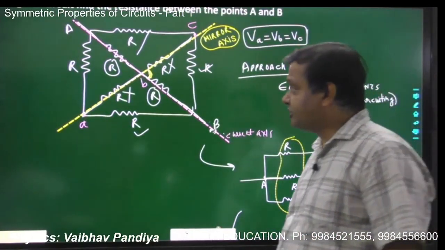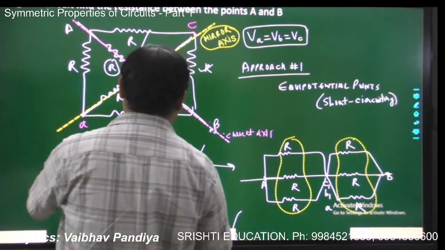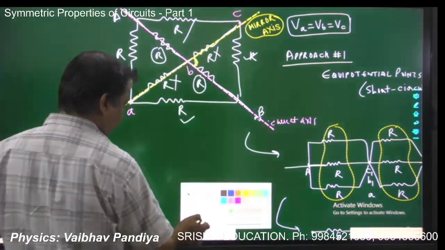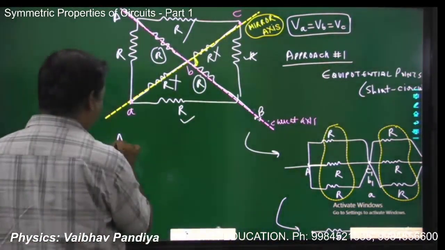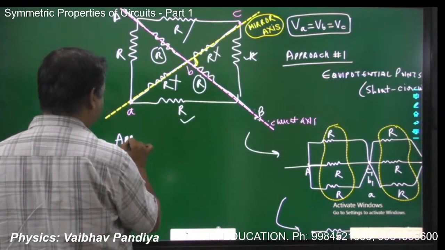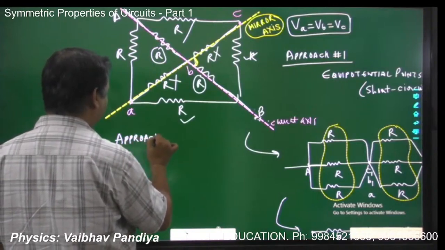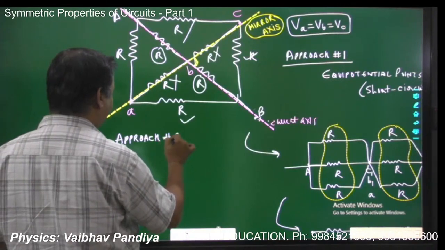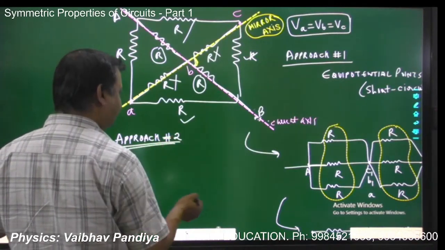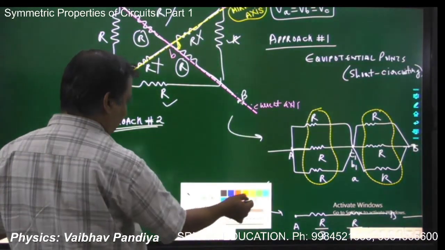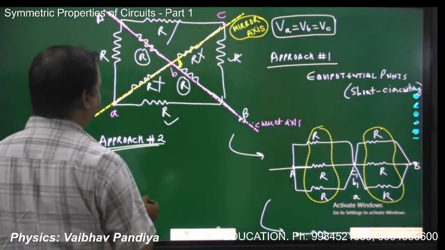The second approach is you can eliminate the middle resistor between the equivalent points, as we did in illustration 1. What I suggest is you don't copy approach 2, work it out yourself and you will get the same answer.